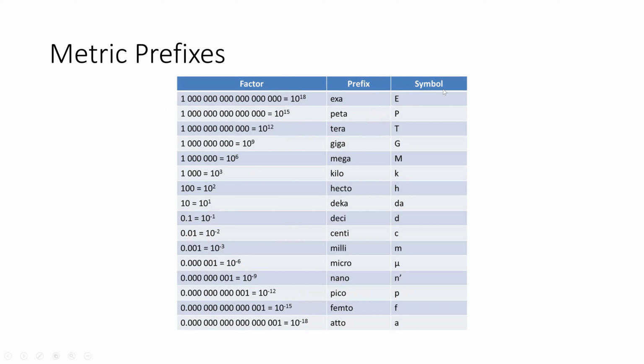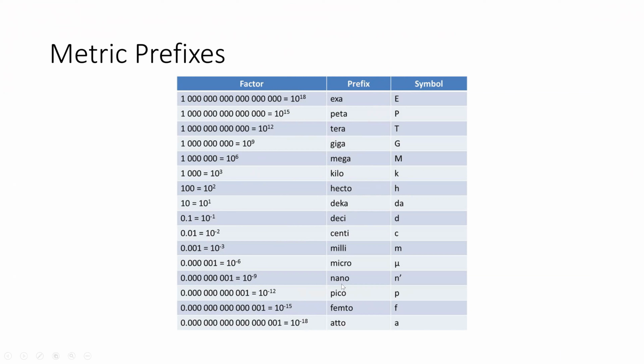So, metric prefixes. Does anyone recognize any of these prefixes? Good. Some of these are common and some are not so common. The ones that you really should know are giga, mega, kilo, deca, deci, centi, milli, micro, nano, and maybe pico.